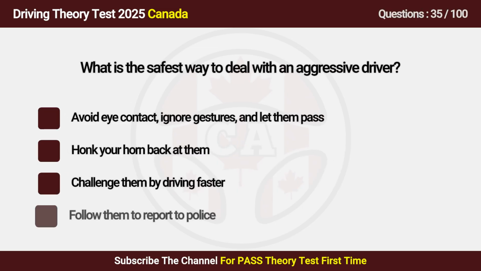Question 35. What is the safest way to deal with an aggressive driver? A. Avoid eye contact, ignore gestures and let them pass. B. Honk your horn back at them. C. Challenge them by driving faster. D. Follow them to report to police.